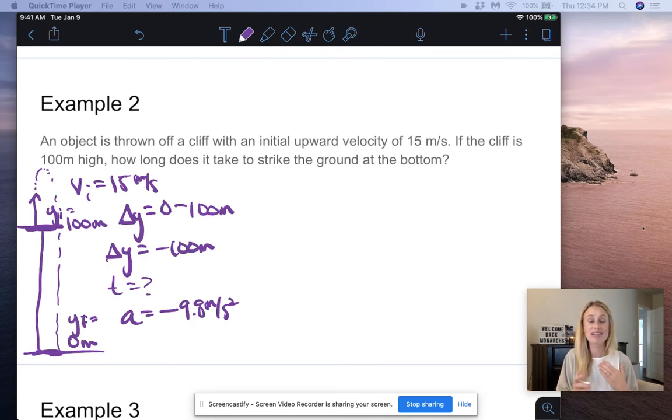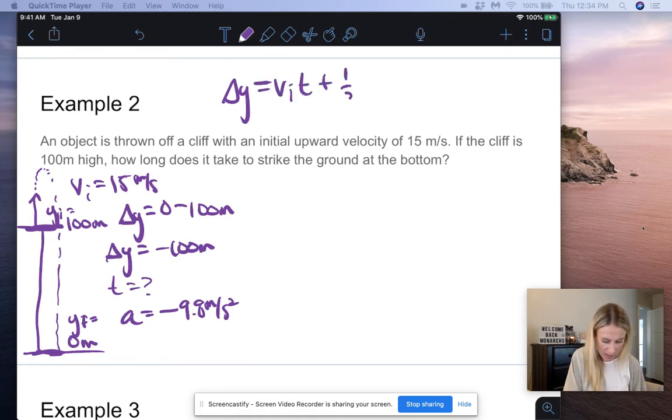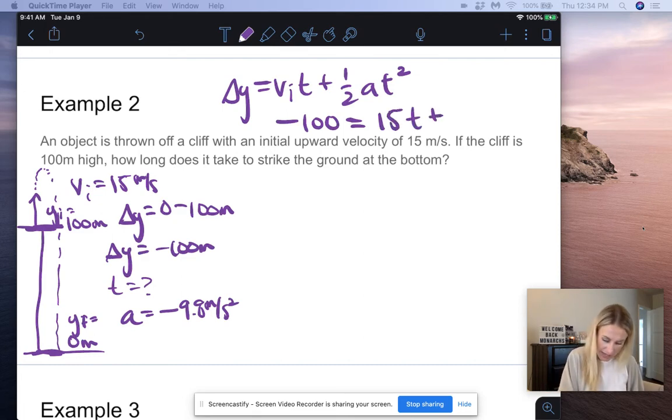So the equation that works is going to be our delta y, or you're used to seeing delta x, but it's the same thing as a displacement, is equal to initial velocity times time plus 1/2 acceleration times time squared. So if we plug in our numbers, we get a quadratic. We get negative 100 equals initial velocity, which is 15, times time, which we're trying to find, plus 1/2 times a negative 9.8 meters per second squared times time squared.